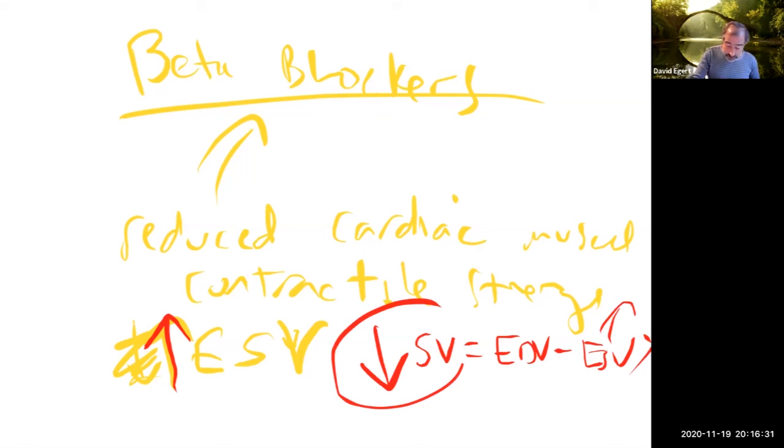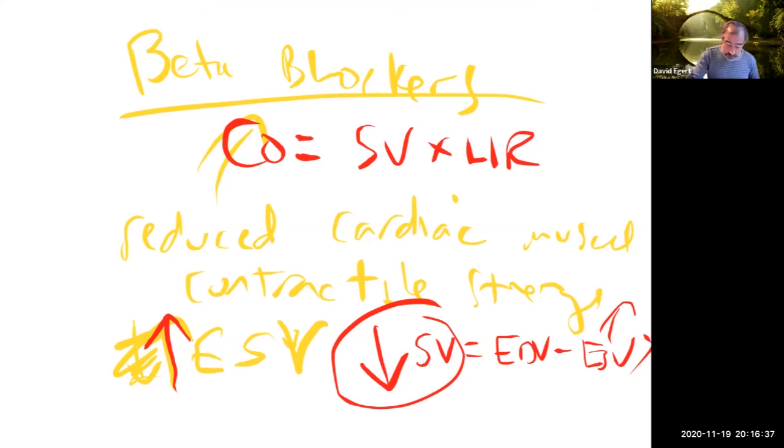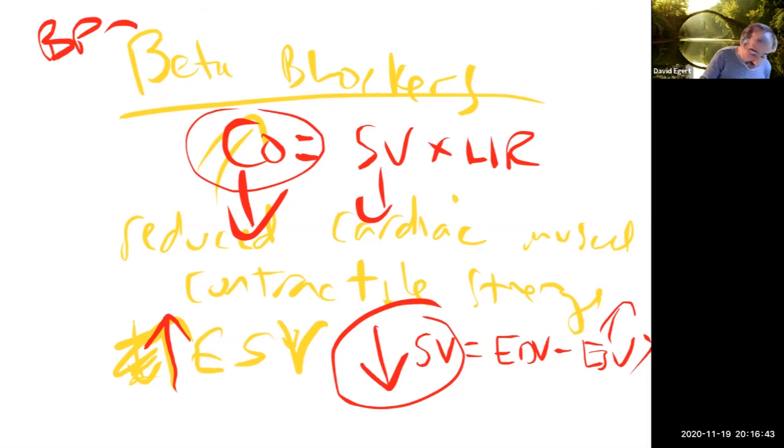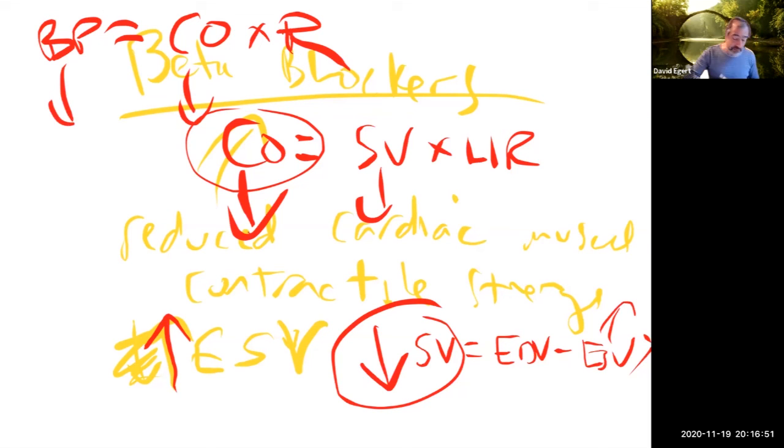And then we know that stroke volume times heart rate is cardiac output. So if stroke volume is going down, cardiac output is going down. And then we know blood pressure is cardiac output times resistance. So if cardiac output is going down, that keeps blood pressure down. So to understand one of the reasons beta blockers are useful, you do have to think exactly like you're saying.